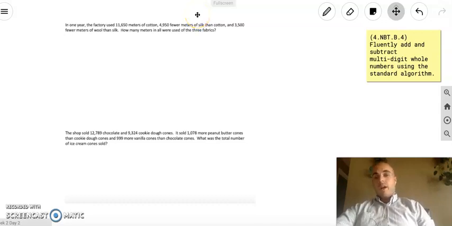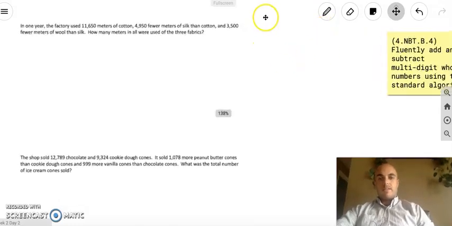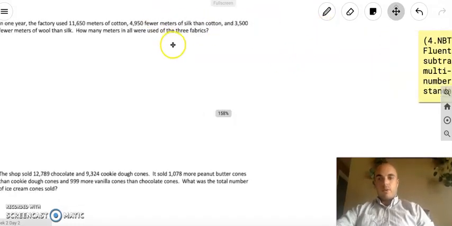G. Today we're working on week 2, day 2, and our objective for today is to fluently add and subtract multi-digit whole numbers using the standard algorithm. Our focus today is going to be primarily on word problems. We're going to be looking at the cubes method and how we can use that to deal with addition and subtraction problems in these word problems. So without any time wasted, let's get started right on the first one.